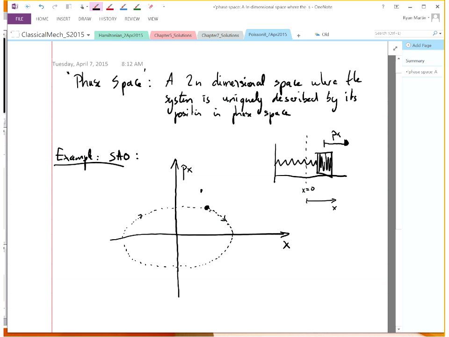If I started it somewhere else in phase space, it would follow a different path that would never intersect the initial one in phase space. If I started at a lower value of x but a higher value of the momentum, it will go further, and then it'll do the same thing.